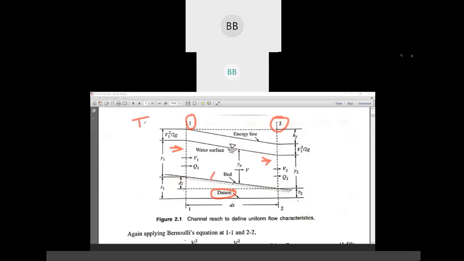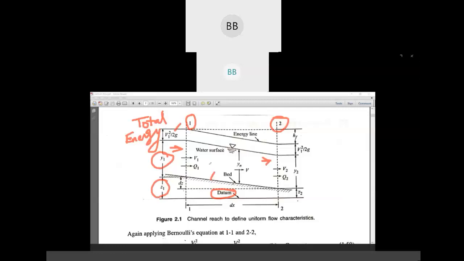These things we have already studied, that is the total energy. This is the kinetic energy head, that is the potential head, and then we have the datum head. That is in section 1, so that is why v1 square by 2g, y1, and z1. If you add all three, we get the total energy for section 1.